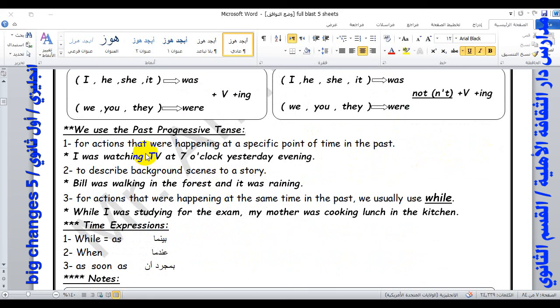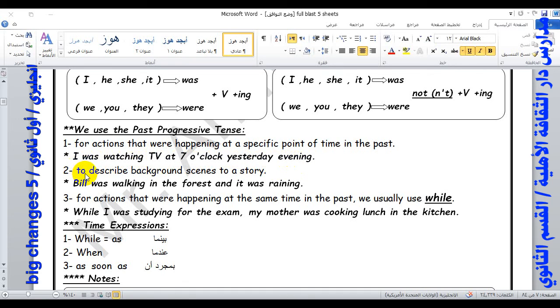What are the uses of the past progressive tense? ايه هي استخدامات زمن الماضي المستمر؟ We use the past progressive tense number 1 for actions that were happening at a specific point of time in the past. أحداث حصلت في وقت معين في الماضي. This is an example. I was watching TV at 7 o'clock yesterday evening.